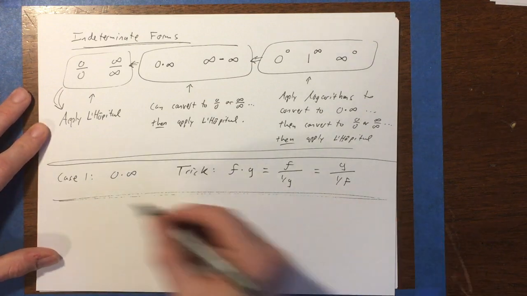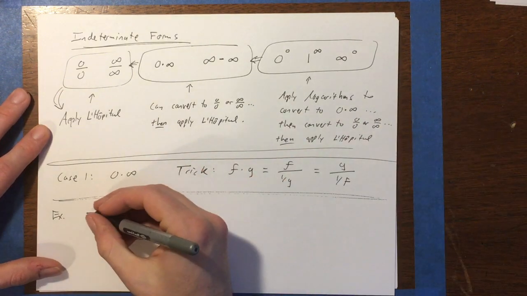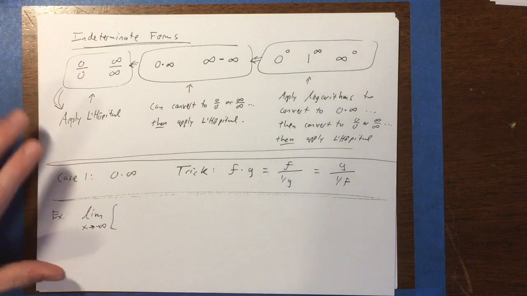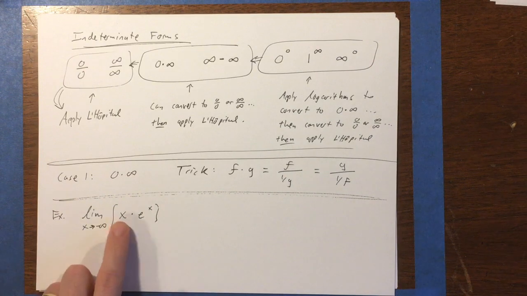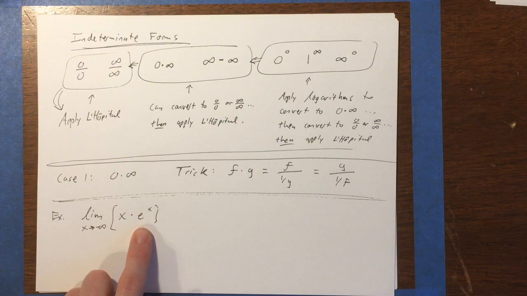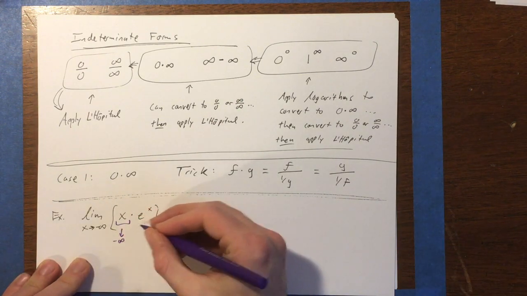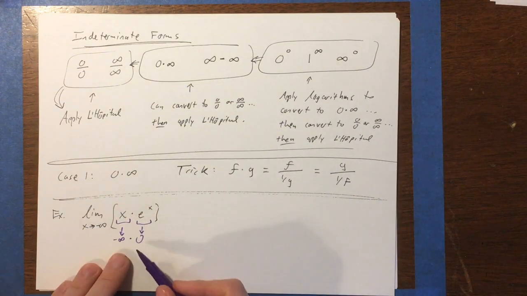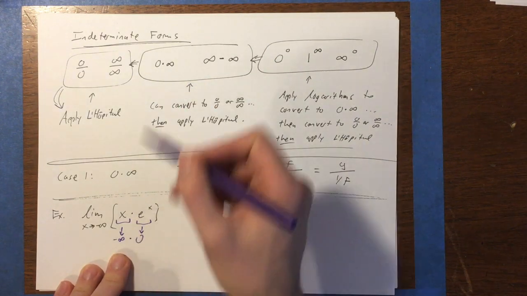So let's do an example. I forgot what number we're on, so I'm not going to do numbering. We're going to take the limit as x approaches negative infinity of x times e to the x. x is approaching negative infinity, and e to the x is approaching 0. I'm going to put that in purple here. This one is approaching negative infinity, and this one is approaching 0. So this is a 0 times infinity indeterminate form. I know that one of these is negative infinity, but in this case it doesn't matter.